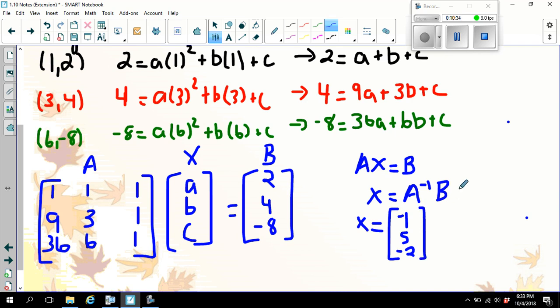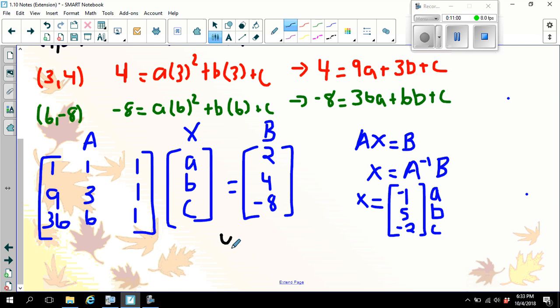But remember, we're not just solving, we're actually writing the quadratic function in standard form. So for the A variable, we're going to plug in -1. For the B, we're going to substitute 5. And then for our C, we're going to substitute -2. So finally, how we write this quadratic function is as so. We have y equals, our A is -1, so we have -x squared. 5 is our B value, so we have plus 5x. And then -2 is our C value.